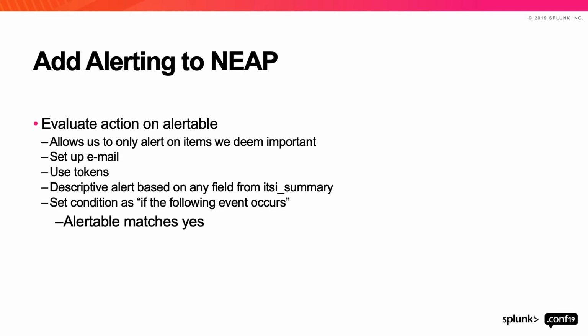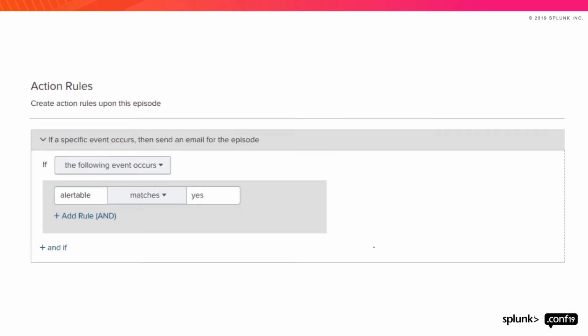So we set up that alertable field, and then we go into the NEAP, and we want to go ahead and set up email actions, right? So if we take a look here, we're going to go to the email actions, and we're going to set alertable matches yes. So that means if there's an event that has alertable matches yes, I'm going to go ahead and set up an alert action that's going to send an email.